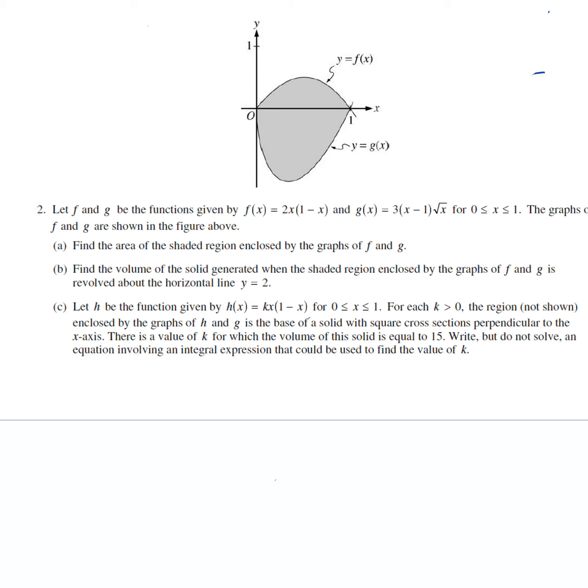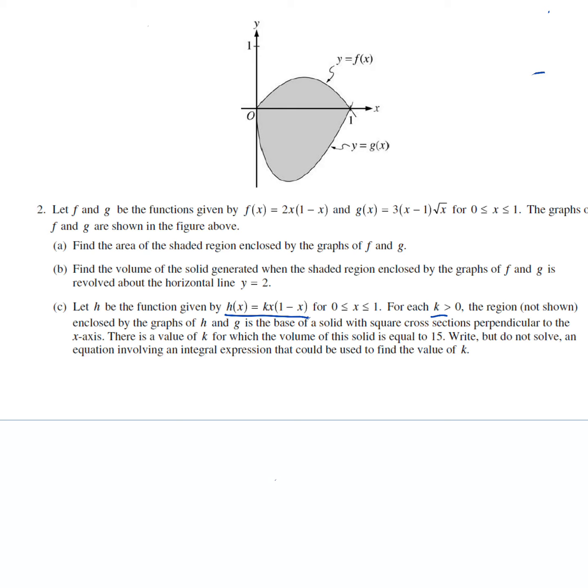All right, moving on to part C of question 2. We're told that we have a new function called h, which is given by h of x equals kx times 1 minus x, with x values from 0 to 1. For each k greater than 0, the region enclosed by the graphs of h and g is the base of a solid with square cross-sections perpendicular to the x-axis.